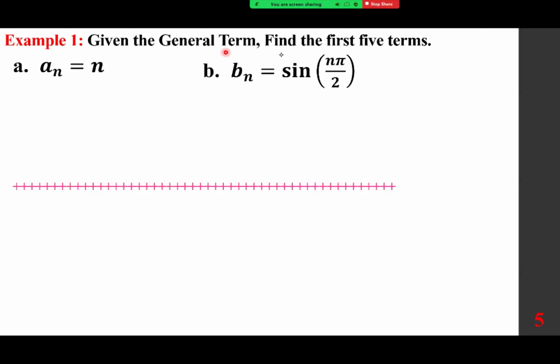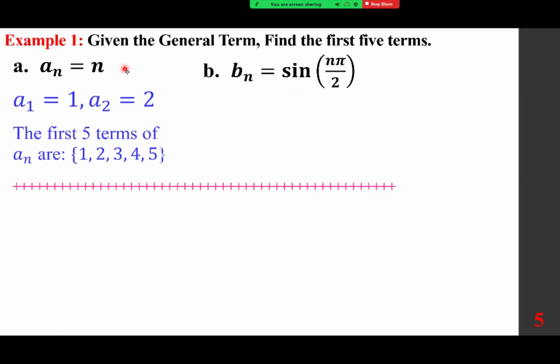Given the general term, find the first 5 terms. Well, obviously, a sub n equals n. That means a sub 1 is 1. The first one is 1. The second one, a sub 2 is 2. And therefore, the first 5 terms are simply 1, 2, 3, 4, 5. That's very simple.